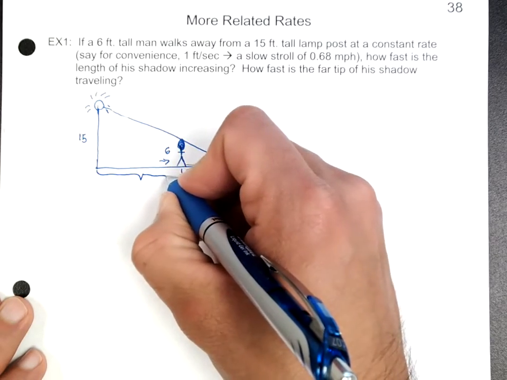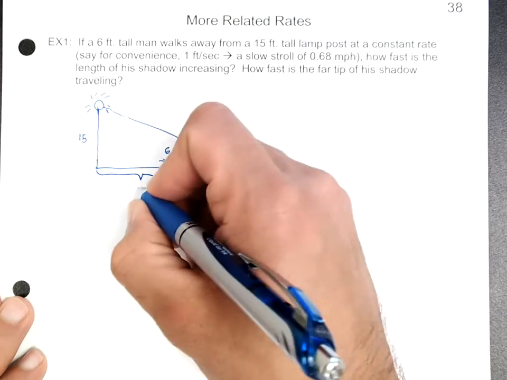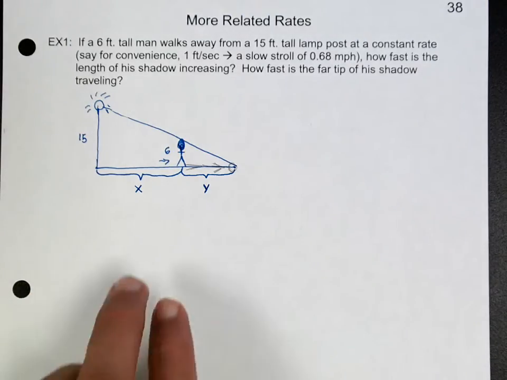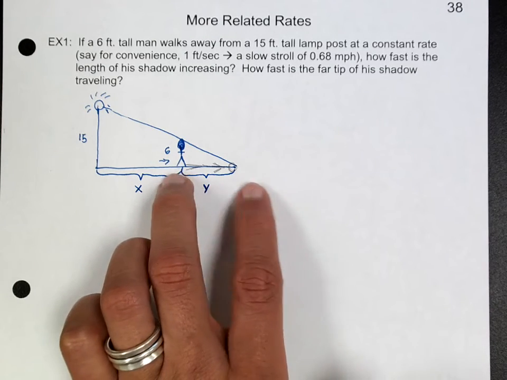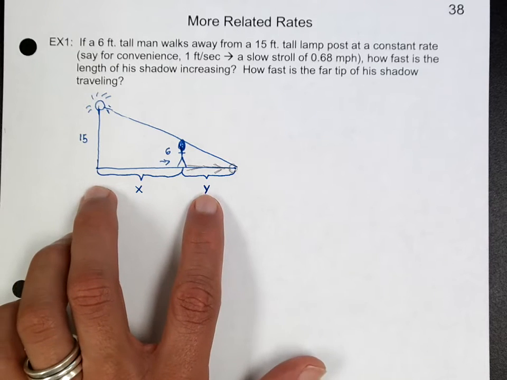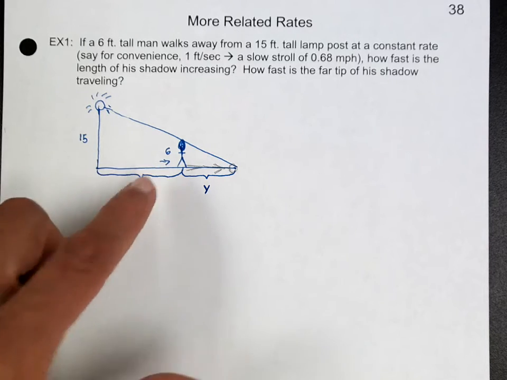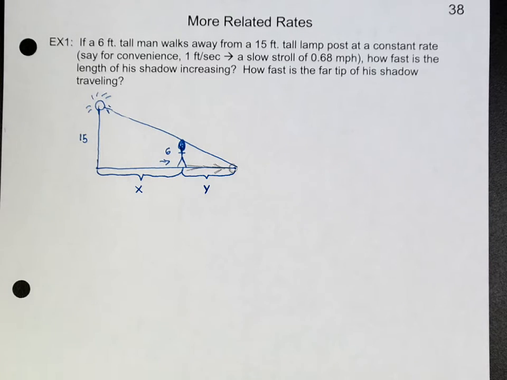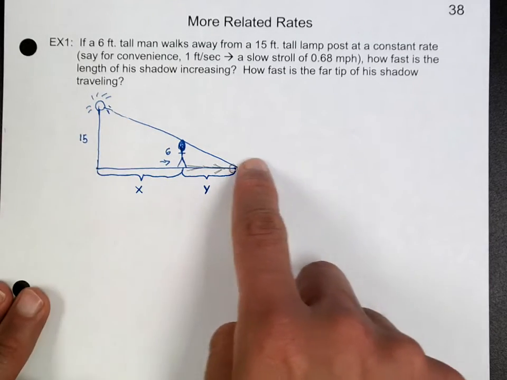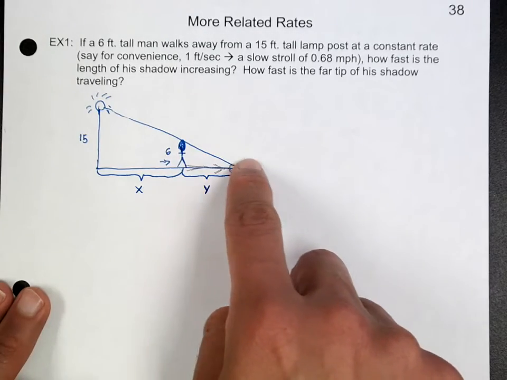The distance between the pole and this guy walking away is going to change, and the length of the shadow is going to change, right? So I'm going to call this X and Y. And I'm going to leave 15 and 6 because those are not going to change. And now your job is to try to find a formula that relates this. Notice that right here you have two triangles. You have a triangle like this, and you have a smaller triangle like that.